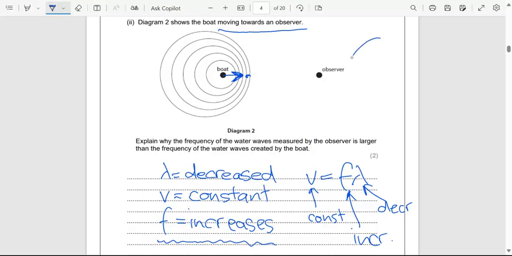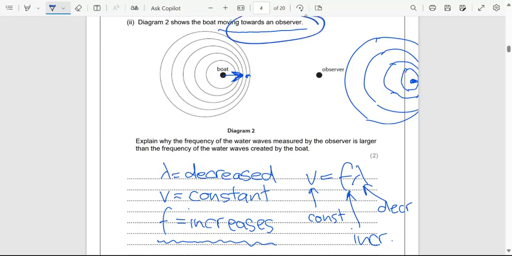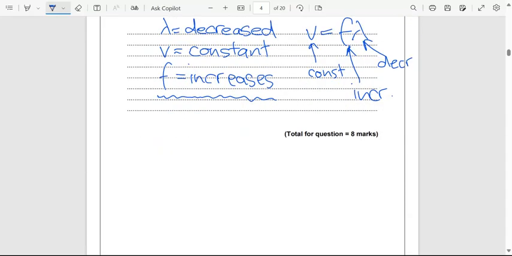Once the boat's gone past the observer, of course, then, if you imagine that the boat's over here now, like that, then you get the opposite effect. But that's not what the question's asking you about, right? It's asking you about as it's moving towards the observer, right? It tells you that in the beginning of the question. Okay? All right, and that is the end of question 1.